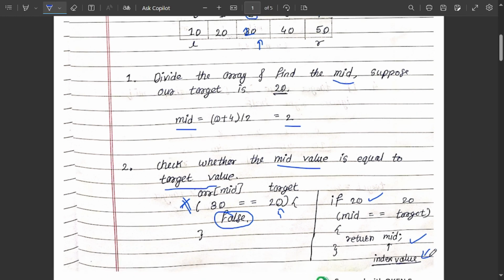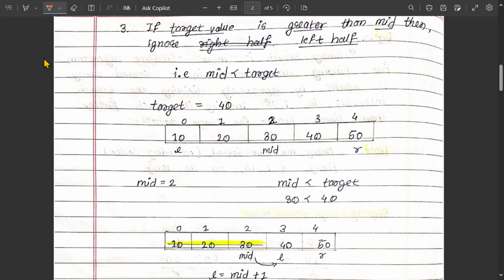I've written that here. And if it is not there, then there are two conditions for that. It may happen that the element is not there inside the array, so we will also see that condition. If the number is greater, then what will we do? If it is lesser, then what? What will happen if the target value is greater than the mid?